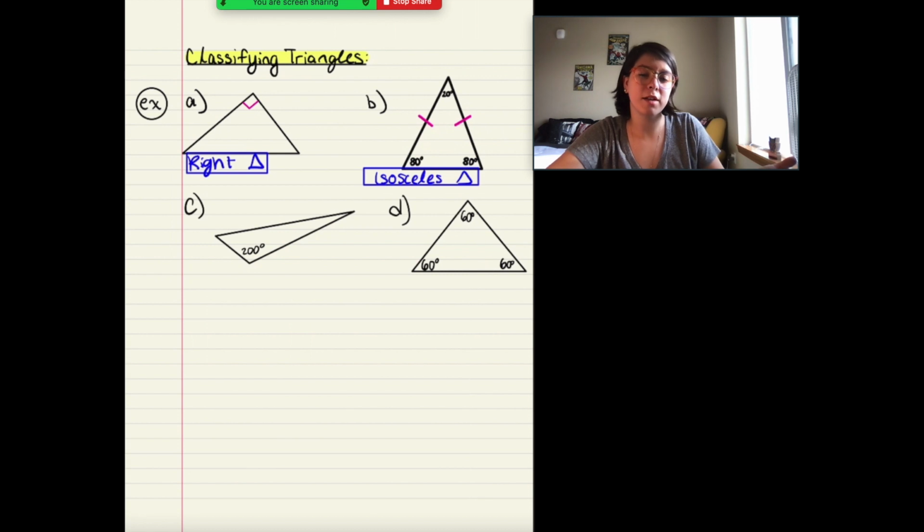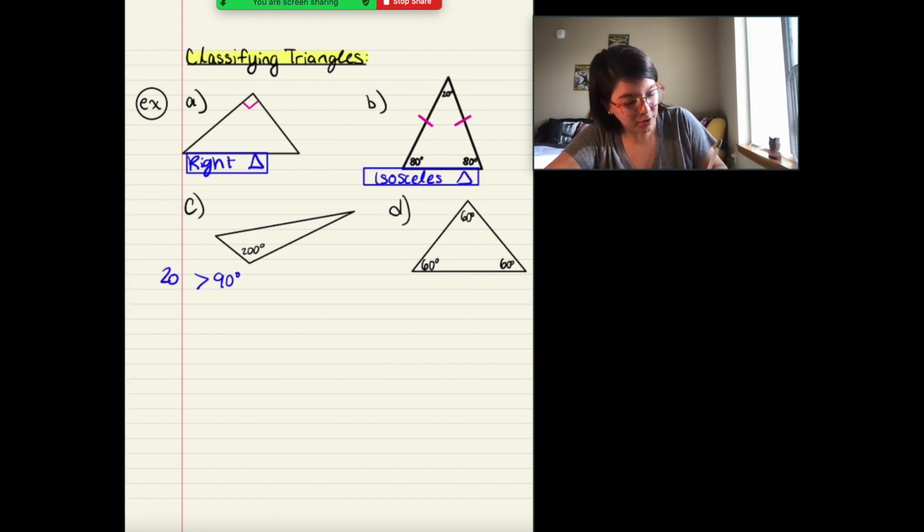Go ahead and see if you can classify the other 2 on your own. So for the third triangle, we have one angle that's 200 degrees. Now remember, if we have an angle greater than 90 degrees, which 200 degrees is definitely greater than 90 degrees, we can classify this as an obtuse triangle.